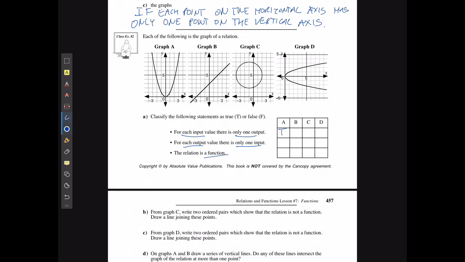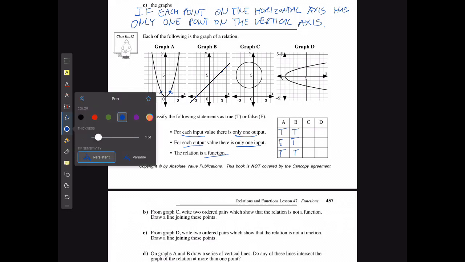For every y value, there is only one x value. Well, if I had a y value of 1, I can see I have an x value here and an x value here. That's not true. But it is still a function because all that matters is that every x value only has one y value. For graph B, every x value only has one y value. That's true. Every y value, if I'm looking horizontally, only has one x value. That's true. This one is also a function.